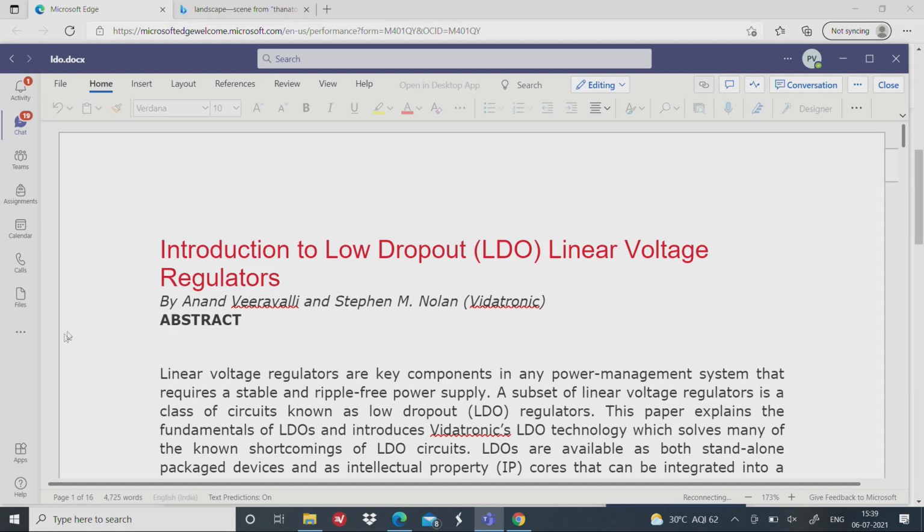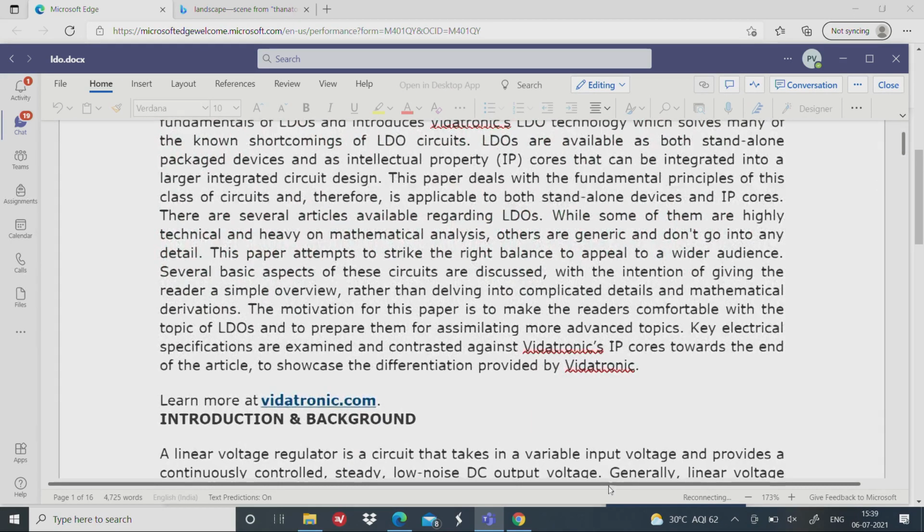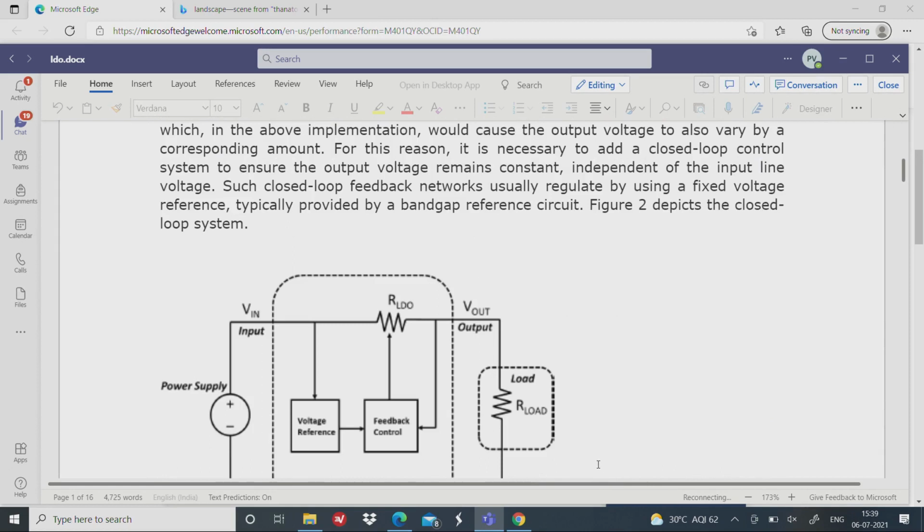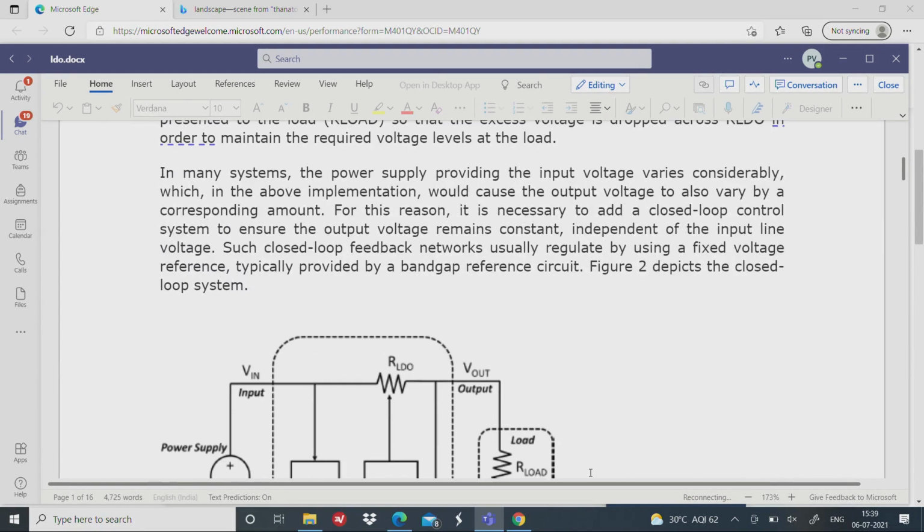This is the origin, you can actually download it, Introduction to LDO Regulators by these authors. You can easily Google, you will find this document. I found it to be good because it gives you a clear understanding of several things.